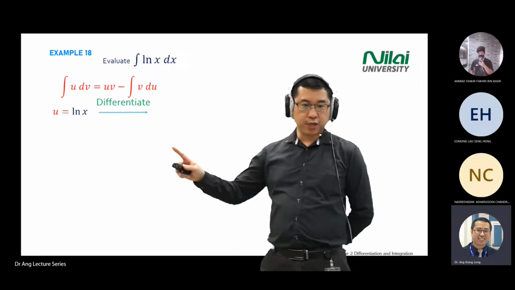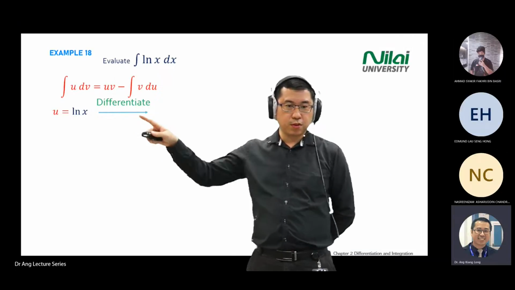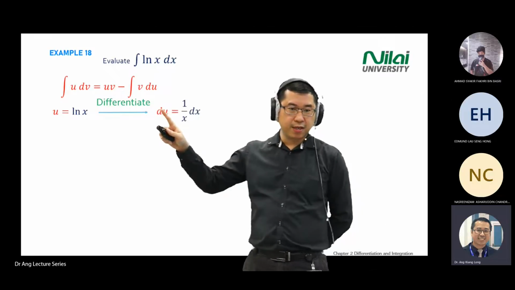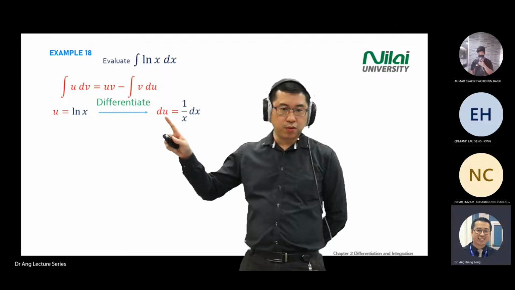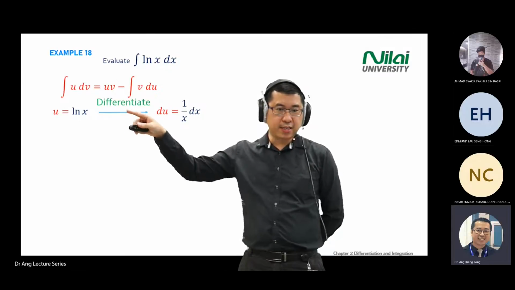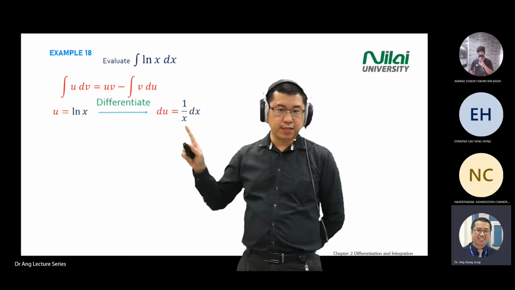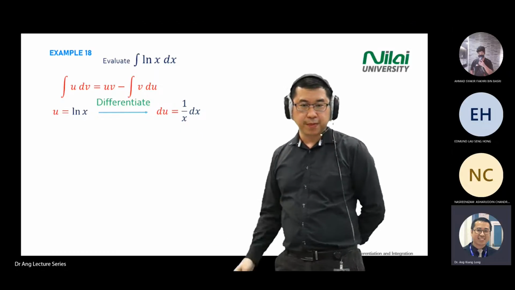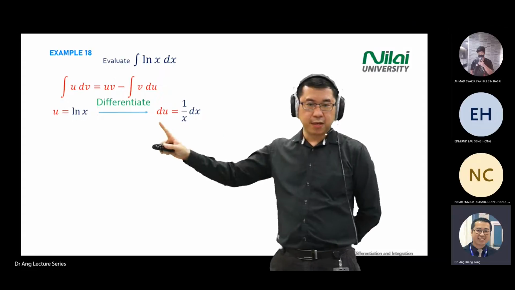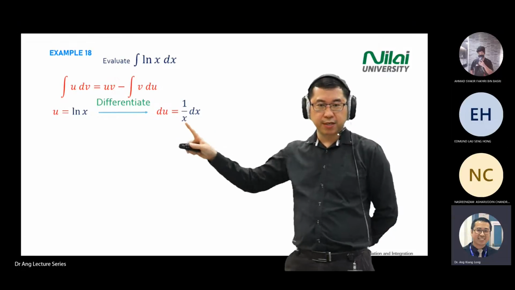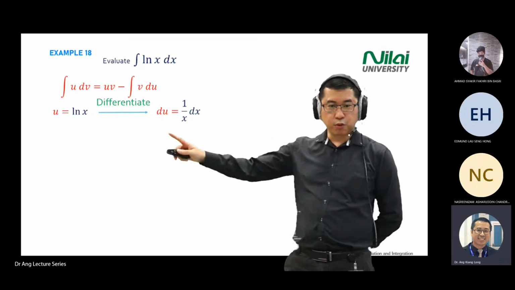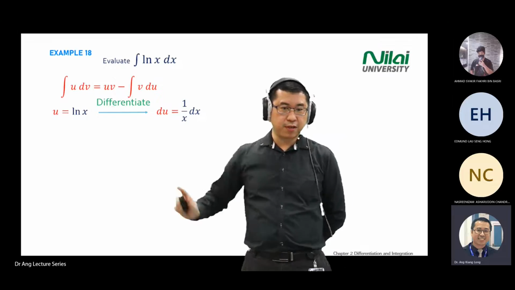So you differentiate u equal to ln x, you differentiate ln x, you will get du. du over dx of ln x, you will get 1 over x, right? So you rewrite the equation, du over dx equals 1 over x. You rewrite in the linear form, you move your dx to the right hand side. That's why you get du equals 1 over x dx. Again, if you don't know how to differentiate, there's a table for you to refer.